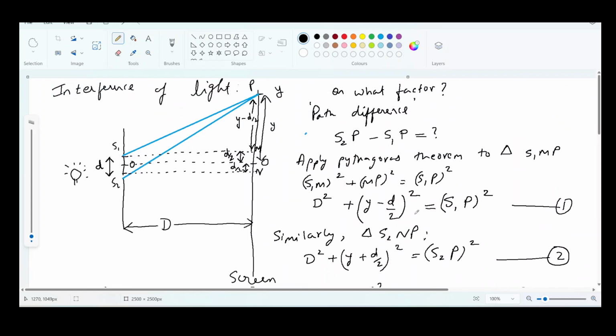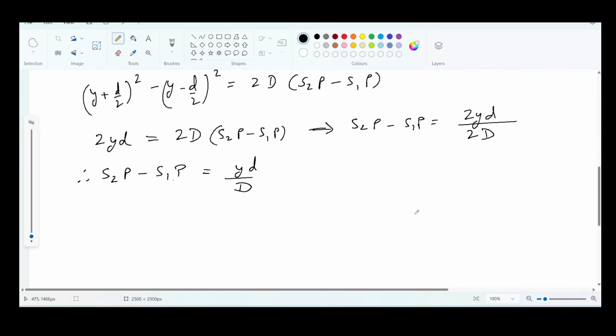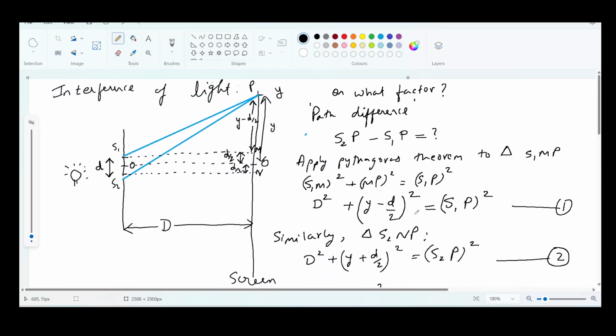So we began by asking what is S2p minus S1p, and we arrived at saying S2p minus S1p is yd by D, where all these three terms are well defined. We know what these three terms mean. Now the question that we asked in the very beginning was, will I get a bright band at P or a dark band at P?